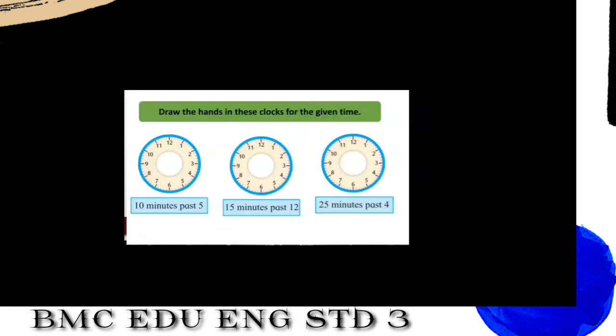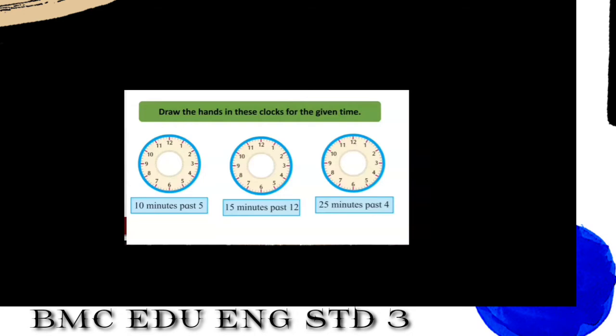Now draw the hands in this clock for the given time. You have to draw the hands. The time will be given and you only have to draw the short hand and long hand, that is the minute hand and hour hand. The first one is given the time 10 minutes past 5. So, how will you draw the hands?